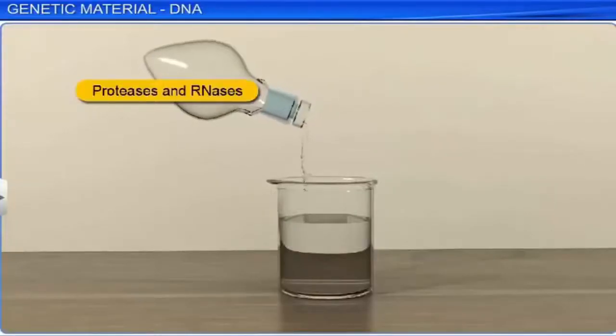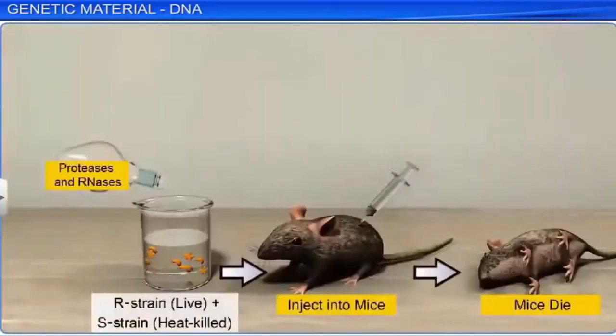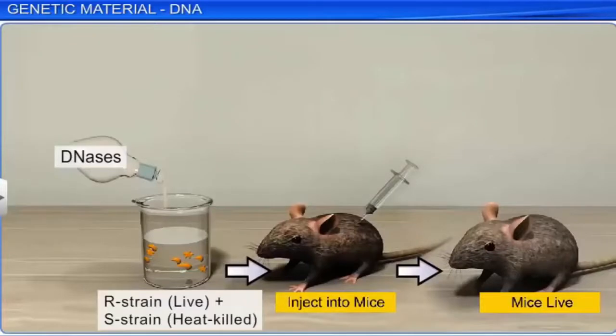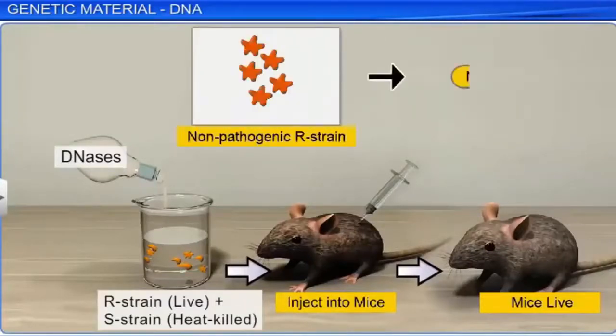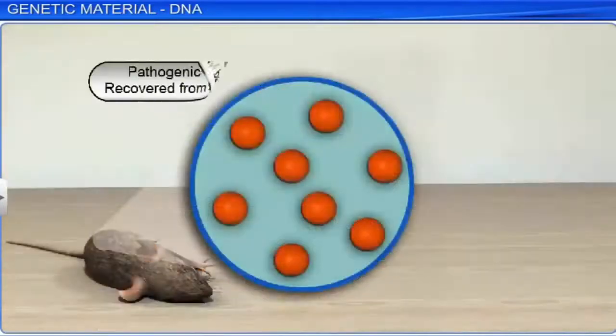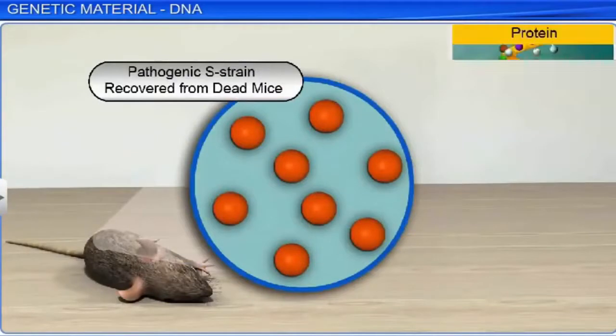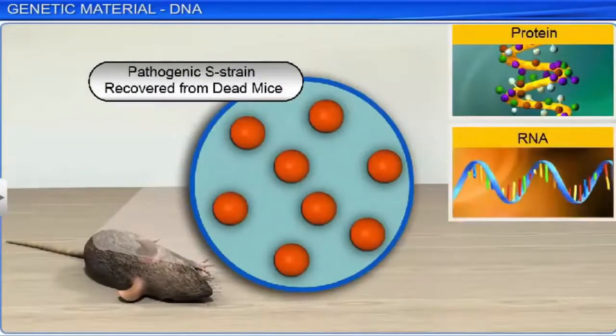They discovered that neither the protein-digesting enzymes, that is, proteases, nor the RNA-digesting enzymes, that is, RNases, affected this transformation. Whereas the DNA-digestive enzyme, DNase, did inhibit the transformation. Therefore, it was clear that the transforming substance was not protein or RNA, it was DNA.